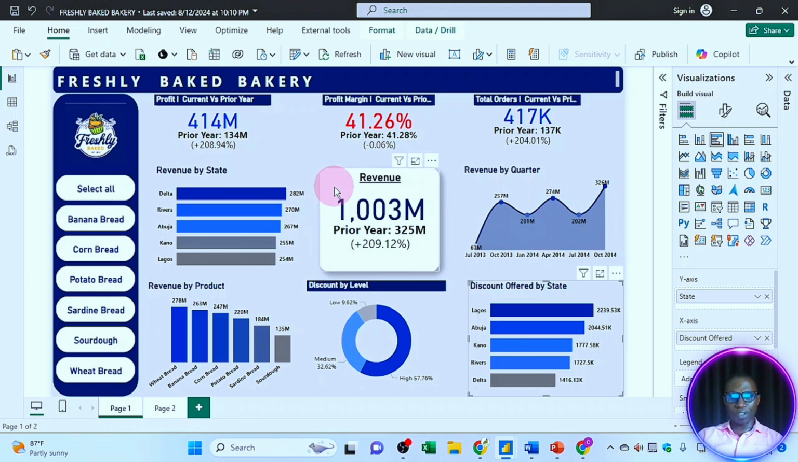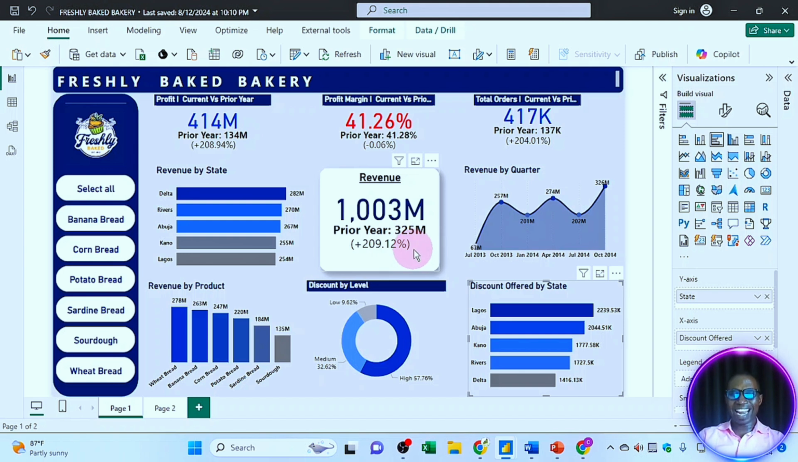now let's talk about the revenue. Why are we focusing on the revenue? If you look at the revenue, you see that there was a growth of over 200% from the prior year compared to the current year. A growth of over 200%, 209 precisely. So the question is, why the increase? Why the sudden surge in the revenue of this particular bakery?